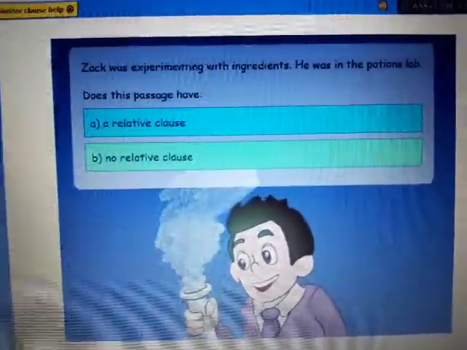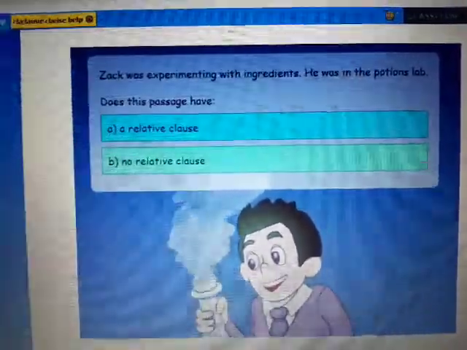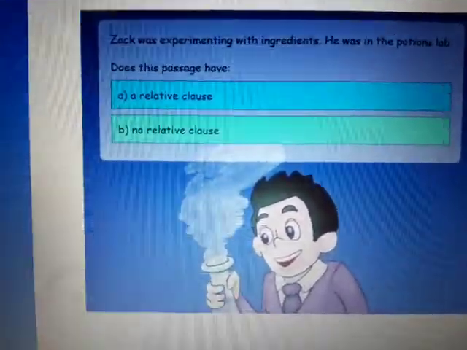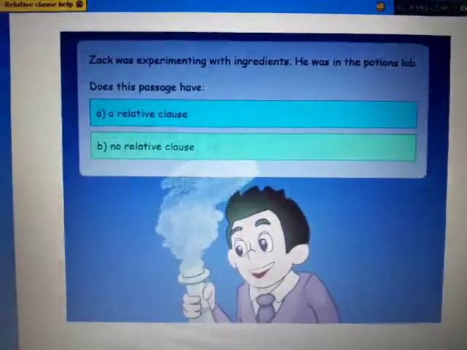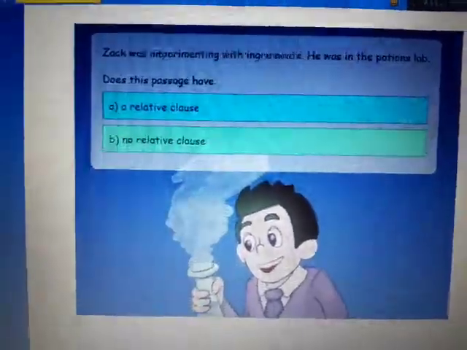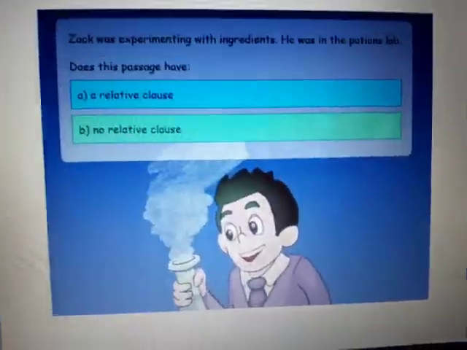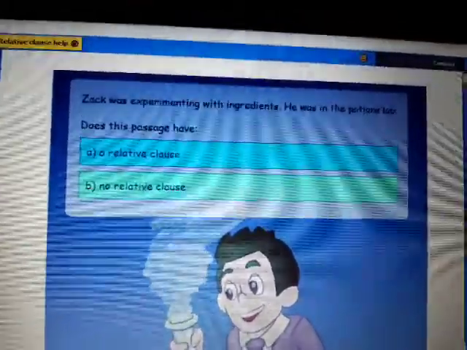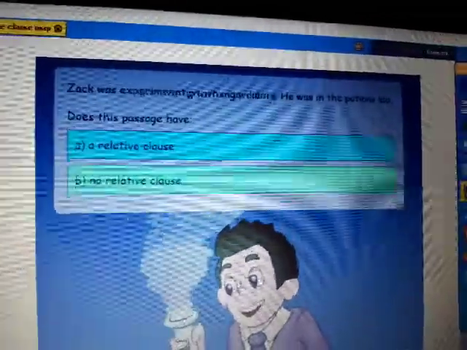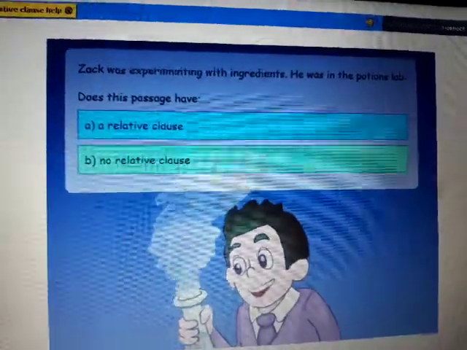A relative clause will have the relative pronoun like who, where, when, whose. It will have one of those sorts of words in it, that's giving you a little bit more information about the subject of the sentence.